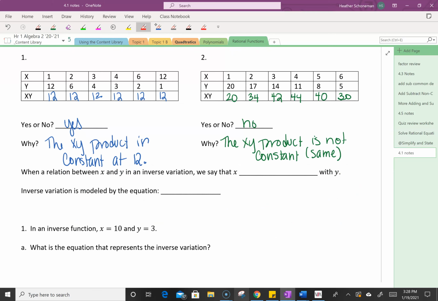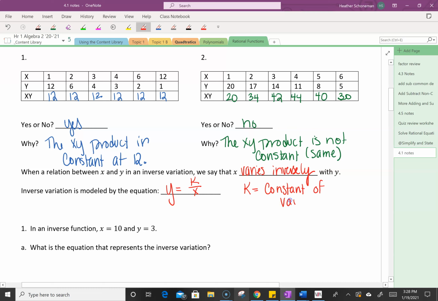Okay? So now let's think about the actual equation. So if we have two variables x and y, and if they're part of an inverse function, then we say that x varies inversely with y. And when we write that as an equation, our equation is y equals k over x, and k equals the constant of variation.